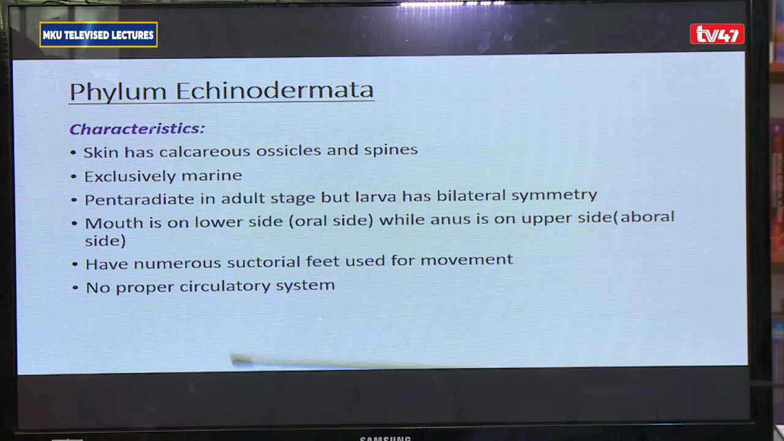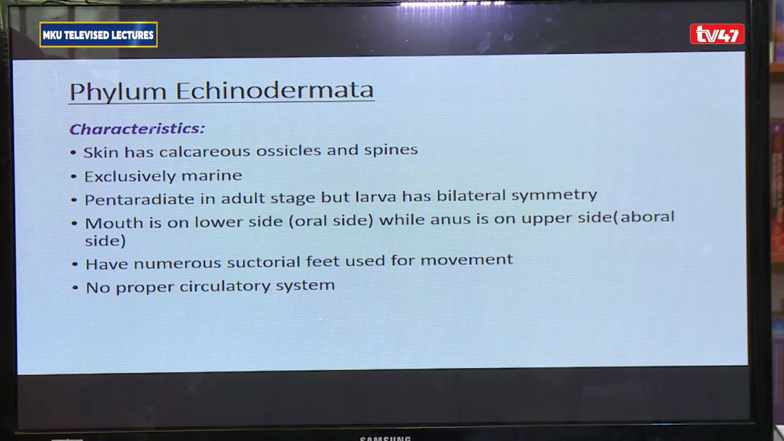For them, they are basically found in the marine. The adult is pentaradiate, but the larva has bilateral symmetry. For most organisms, the mouth tends to be on the upper side and the anus on the lower side. But for the Echinodermata, we find the anus is on the upper side while the mouth is on the lower side. Reason why some people may call them the upside-down animals.